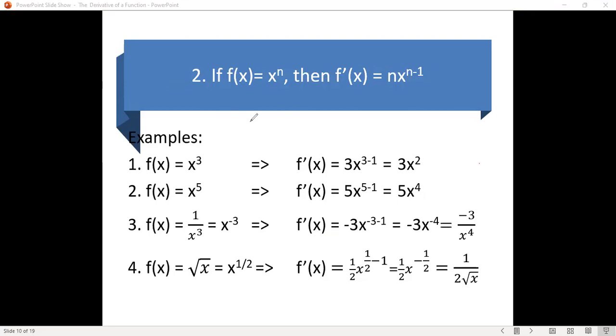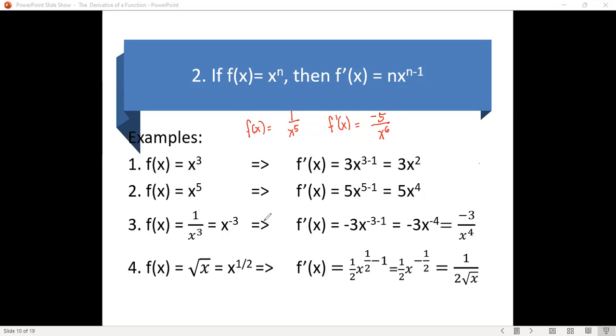So if you have something like f of x equals, say, 1 over x to the fifth, then what is our f prime of x? Guys, it's going to be minus 5 over x to the 6. So that's how it goes: when it's in the denominator, the exponent goes up. When the exponent is positive, it will decrease by 1.